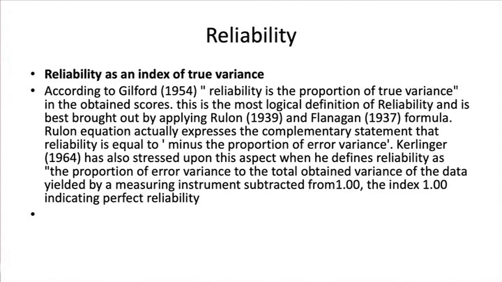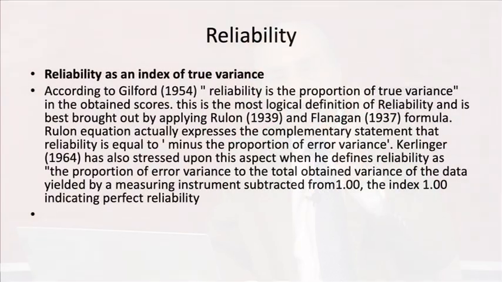Kerlinger has also stressed this aspect, defining reliability as the proportion of the error variance to the total obtained variance of the data yielded by the measuring instrument, subtracted from 1. The index 1 indicates perfect reliability. As I just explained, it's a technical definition. Reliability is actually a proportion of true variance. In your score, what is the error variance and what is the true variance? The more the error variance, the more unsystematic errors are creeping in, and my test is not reliable.